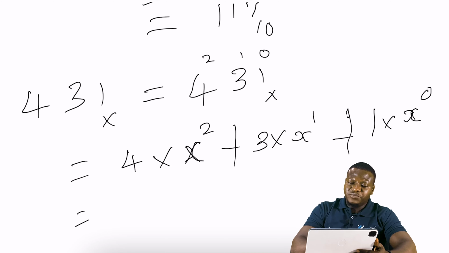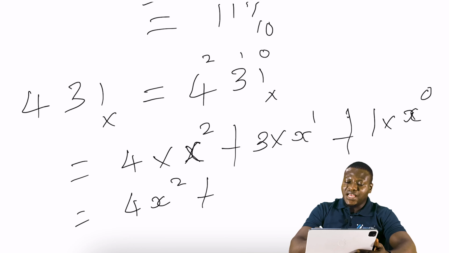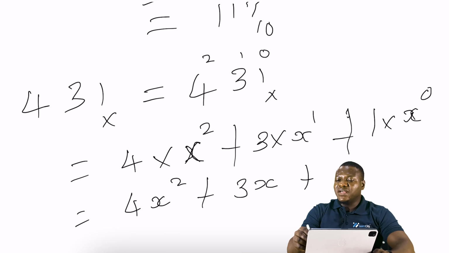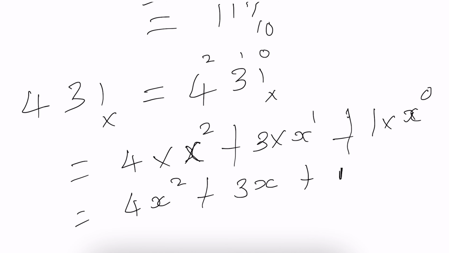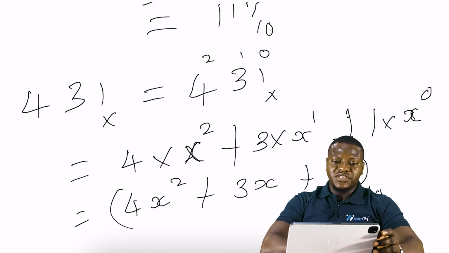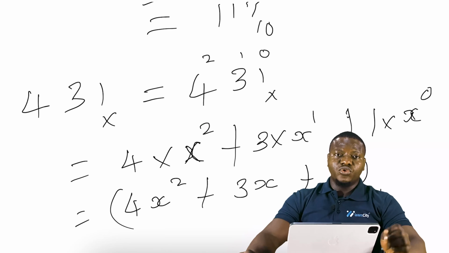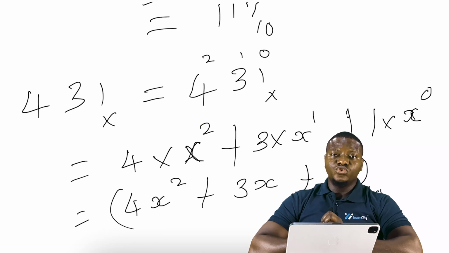And this is going to give me x square times 4, that is 4x square, plus 3 times x, that is 3x, plus anything raised to the power 0 is 1. So x raised to the power 0 is 1. So 1 times 1 is going to give me 1. All this is now in base 10 because I have converted it to base 10. This is going to be our last example on conversion of number to base 10.